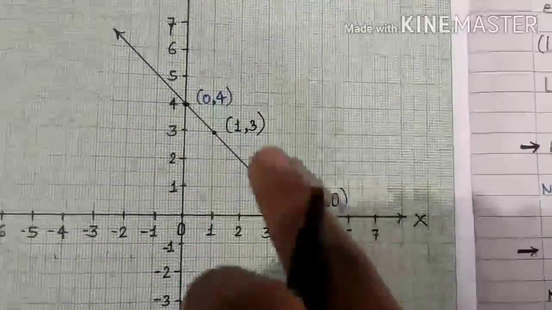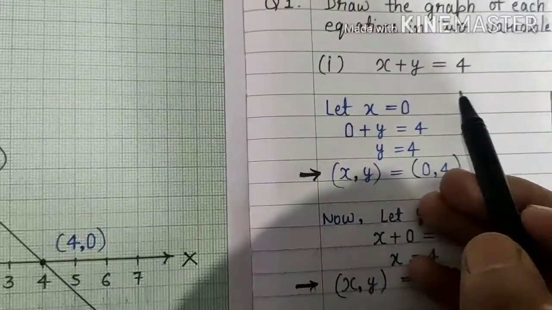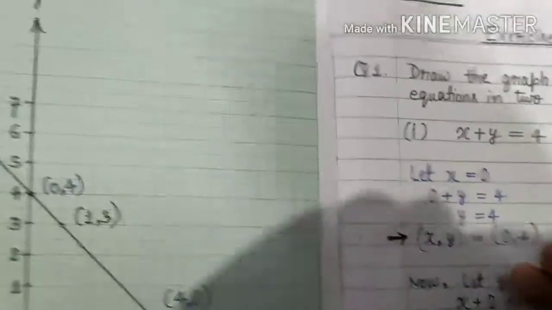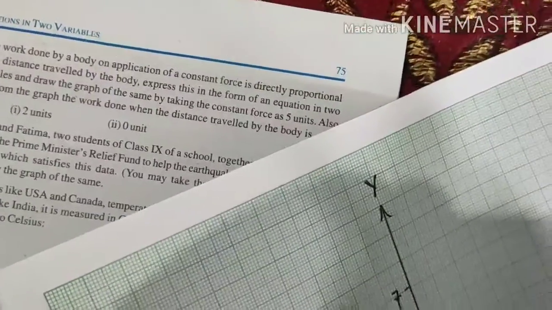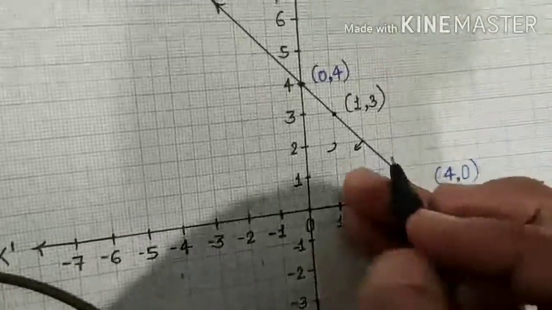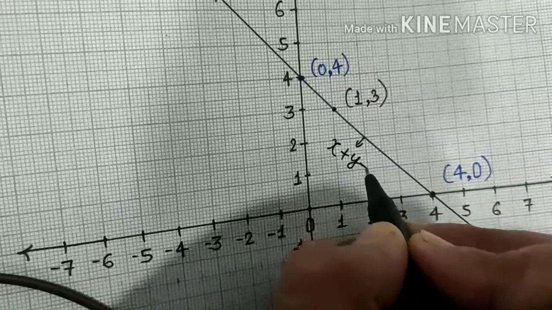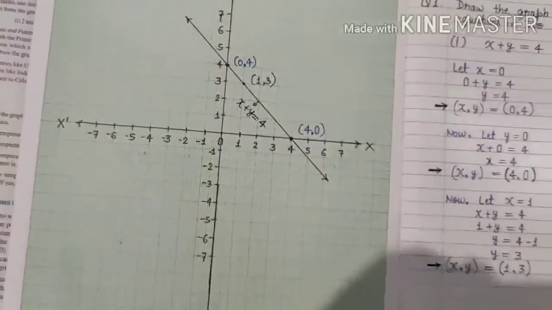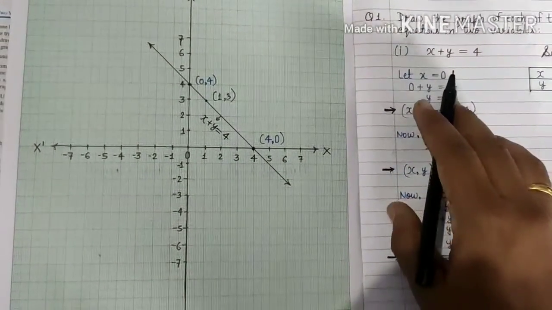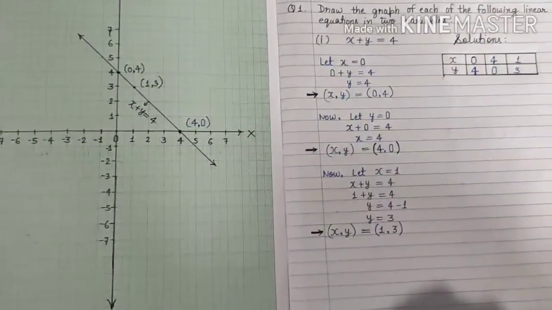So this shows which equation? This shows the equation x plus y equals 4. We can write here this equation as x plus y equals 4. So in this way we have expressed this equation in the form of graphical representation. I hope it is clear to you. So let's move to another part.